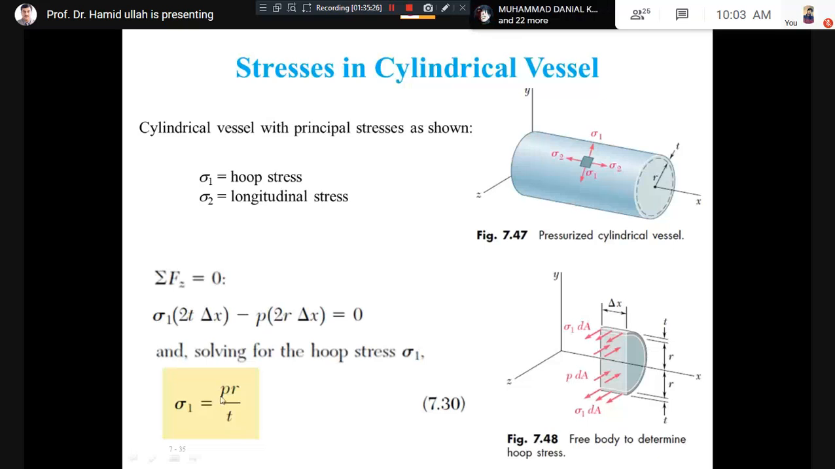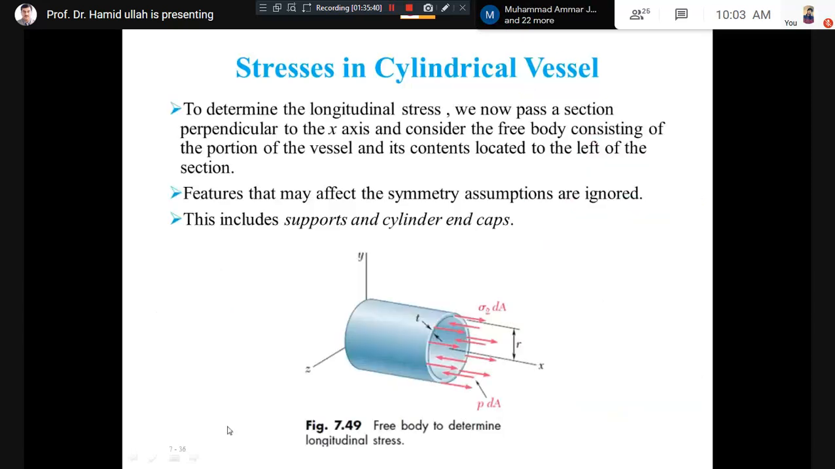Here p is the intensity of pressure exerted by the gas on the surface of the cylinder, r is the radius of the cylinder, and small t is the thickness. We want to know the other stress too.